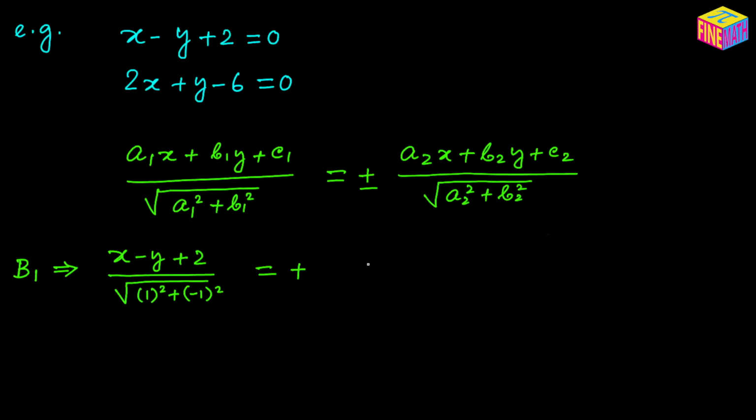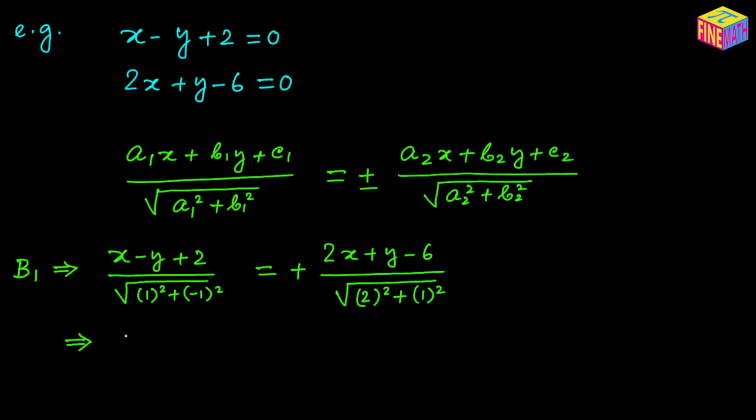Then on the right hand side numerator we can use the left hand expression of the second equation, so that would be (2x + y - 6) over the square root of a₂² + b₂². Well, a₂ is actually positive 2, so positive 2 squared, plus b₂ is actually 1, so positive 1 squared, so it will be like this.